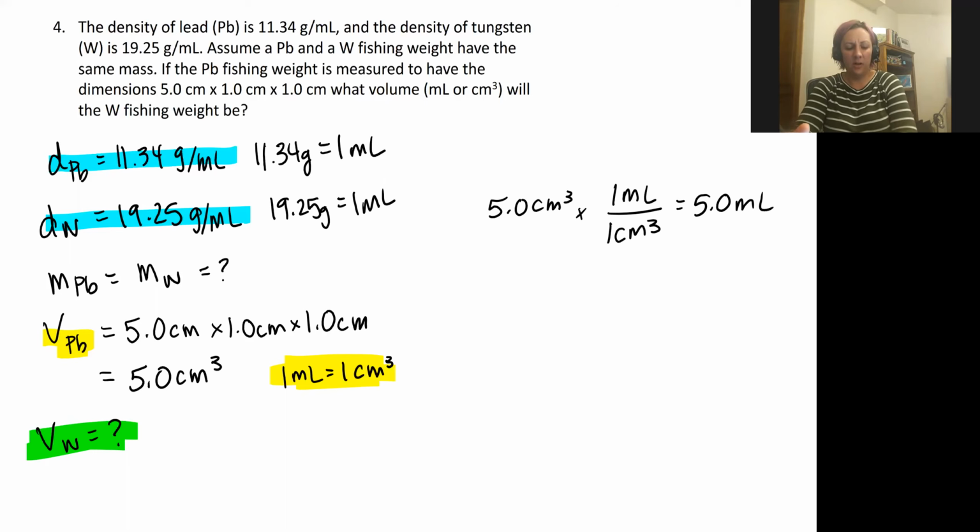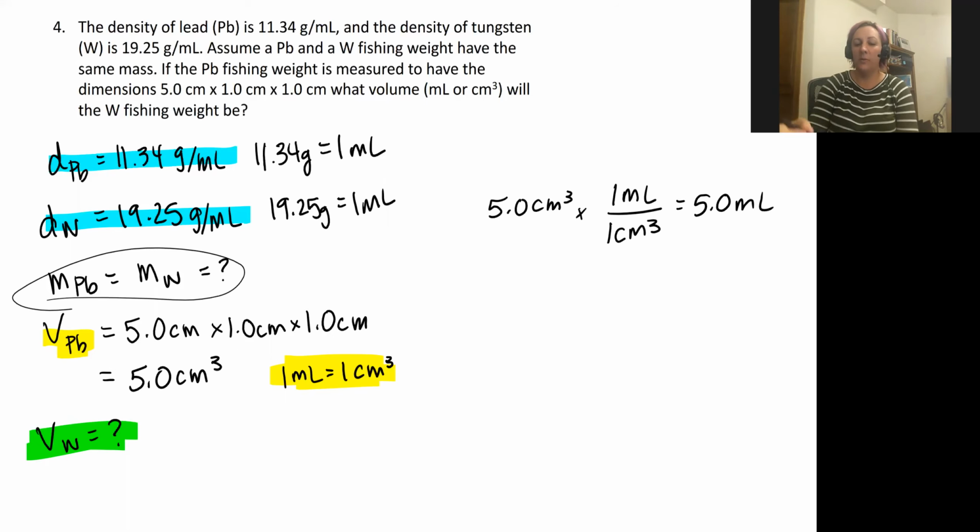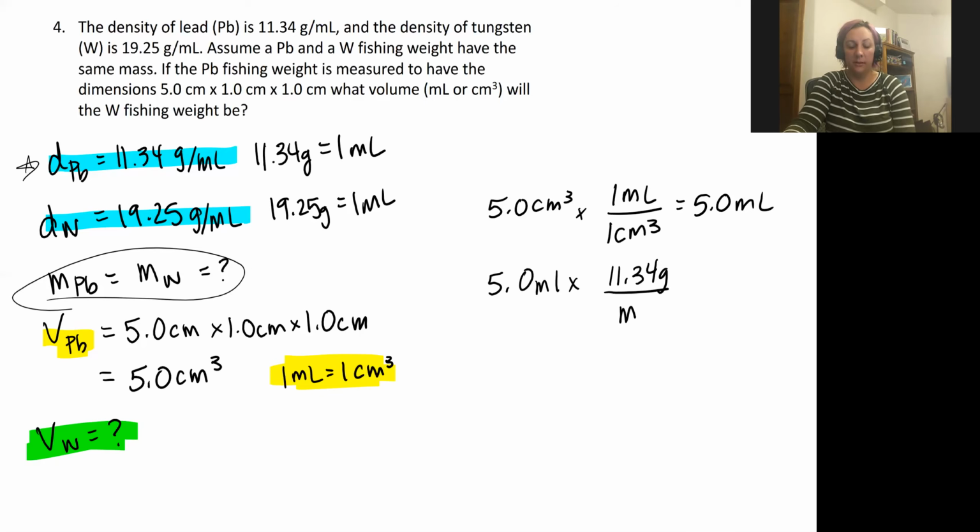I need to figure out this volume of tungsten, and what seems to connect the two is this equal mass. And I can go between volume and mass using density. So I'm going to convert this into the density of my lead. So I have my 5.0 milliliters times my 11.34 grams per milliliter. And that will give me the mass of my lead weight. And I know they're equal.